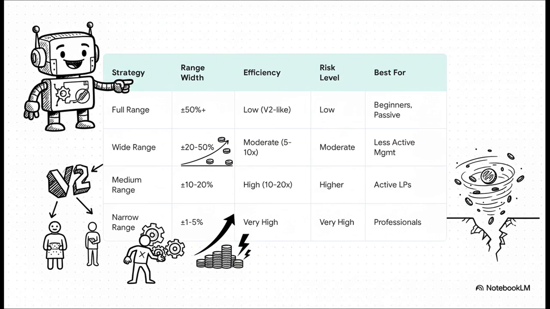You can go full range, which is basically like using V2, super low risk, but also super low efficiency. Or you can start tightening up. A wide range gives you a nice little boost. Medium range is for more active folks who want higher returns, but can handle more risk. And then you have the narrow range. That's pro-level stuff. Insane efficiency, but also very, very high risk.